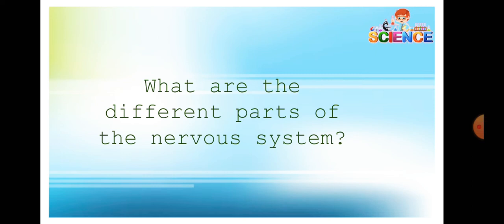So today we will learn about the nervous system and how it coordinates with our body. Now, the first thing we are going to identify is the different parts of our nervous system. Our nervous system is divided into two parts, the CNS, which is called the central nervous system, and the PNS, which is called the peripheral nervous system.